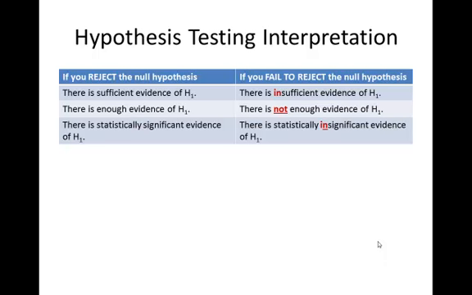So when we are interpreting our results, if we decide to reject the null hypothesis, then we can state our conclusion in any of these three ways. If we fail to reject our null hypothesis, we can state our conclusion in any of these ways.